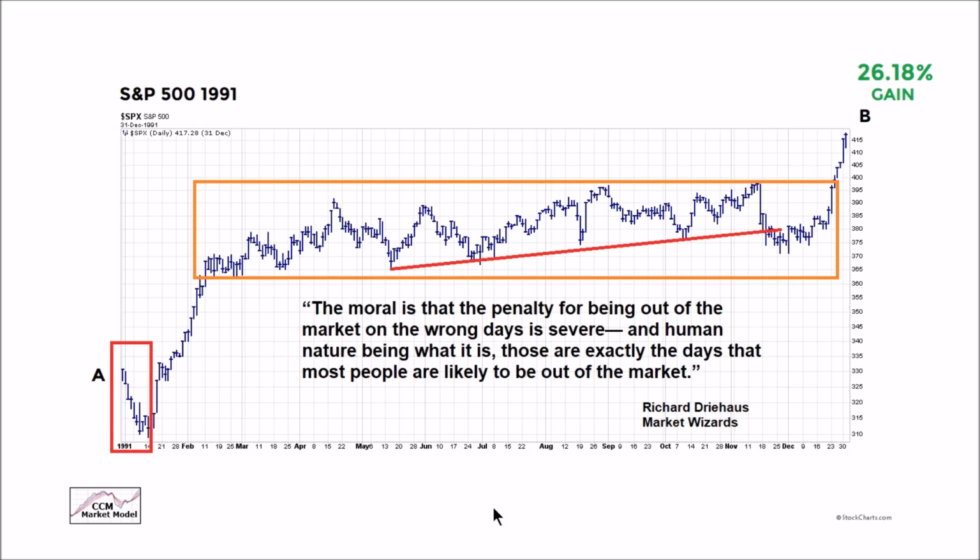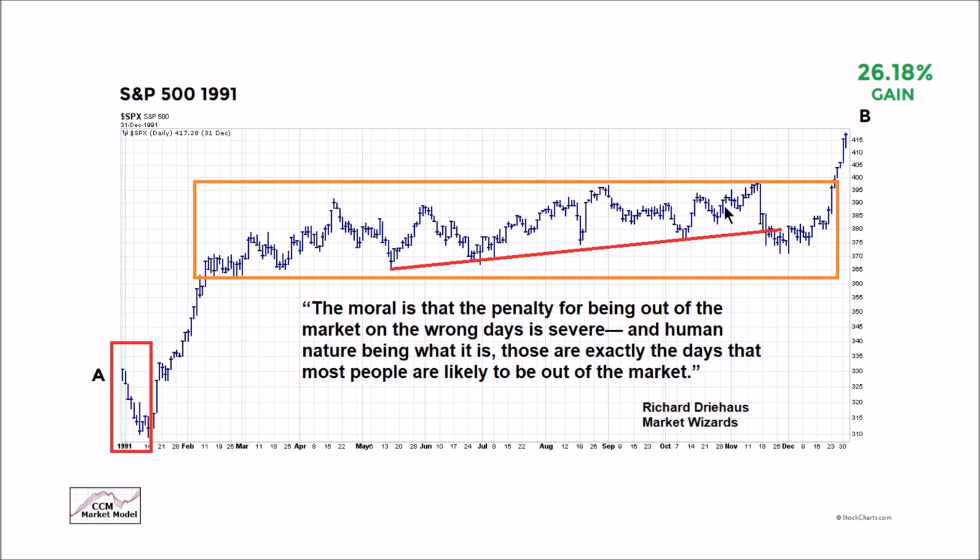Almost all of the gains for calendar year 1991 occurred in very short spurts, from this point to this point, and from this point to this point. Human nature being what it is, those are exactly the days that most people are likely to be out of the market. Big plunge here. A lot of fear. We're dropping very rapidly to start the year. I need to protect capital and manage risk. Right after that, a huge move in the market.